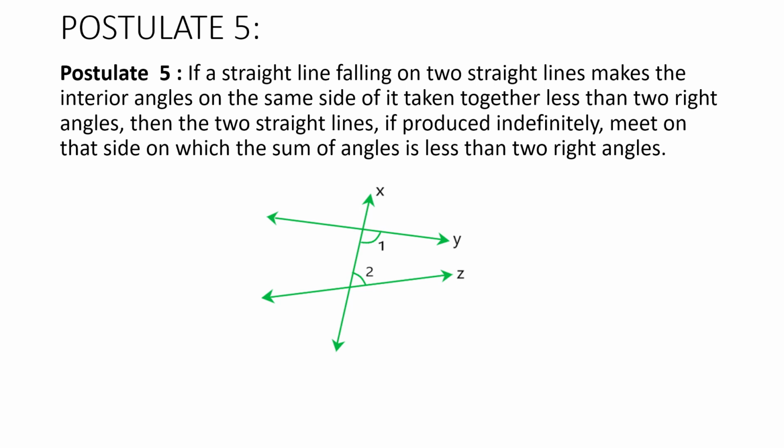That means suppose you are having lines y and z and x passes through them. The two interior angles 1 and 2 are such that the sum of these two angles is less than the sum of two right angles. Then if these lines y and z are extended on the side of angles 1 and 2, they will definitely meet at some point.